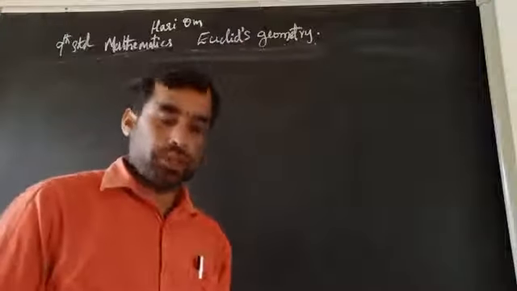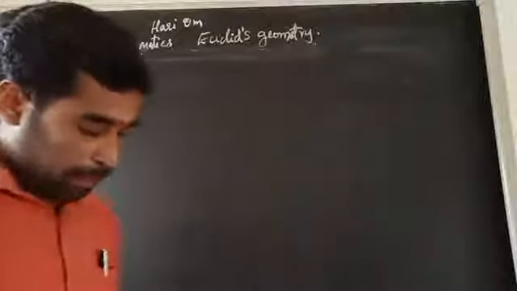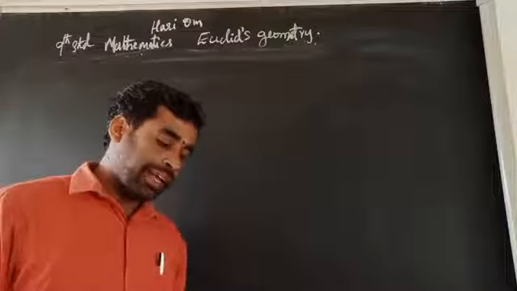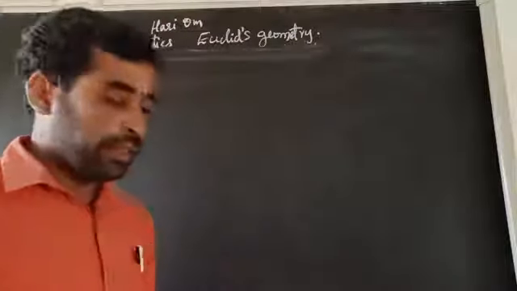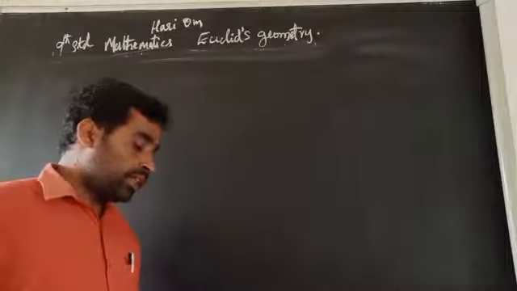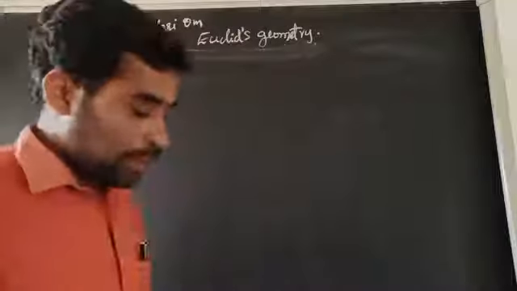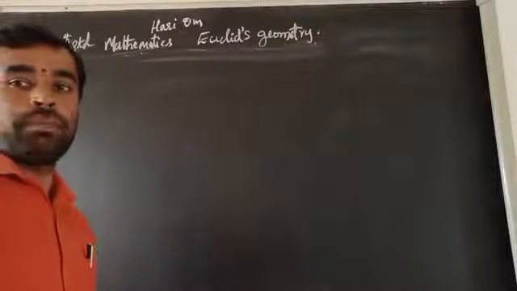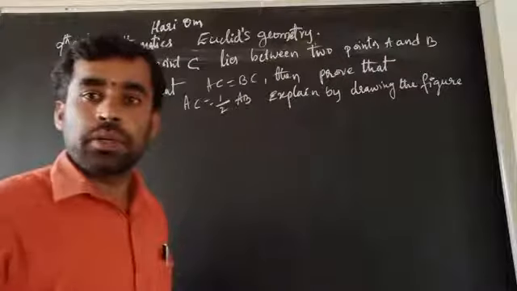Dear students, we have come to that exercise. If a point C lies between the 2 points A and B such that AC is equal to BC, then prove that AC is equal to half of AB. Explain by drawing the diagram, then given the question.